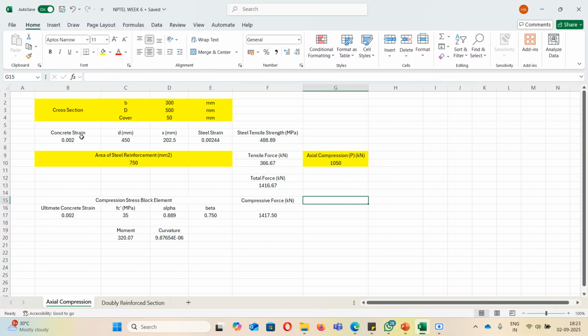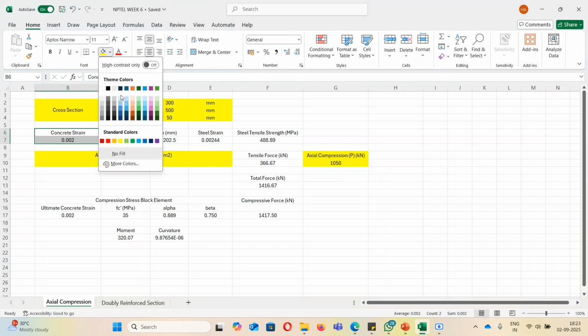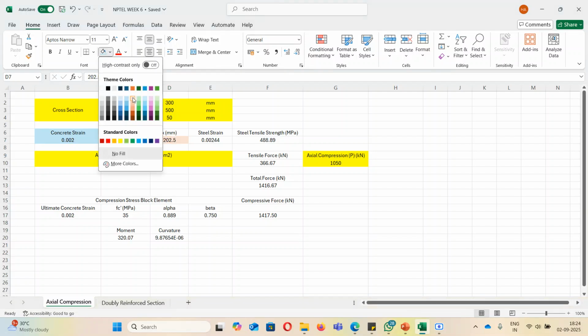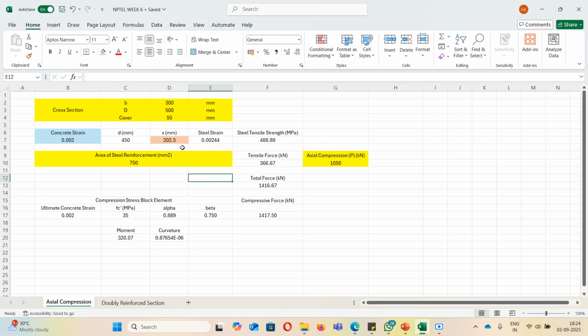What is the thing that is changing for us? The strain in concrete, which I am highlighting with blue. Then the effective depth we can calculate since we know the cover and the total depth. And this x value is something that we assume. Based on the x value, using strain compatibility, we get the strain in steel because we know the strain in concrete, we know the effective depth, and we know the neutral axis depth.